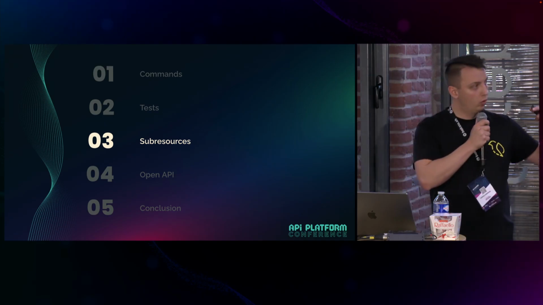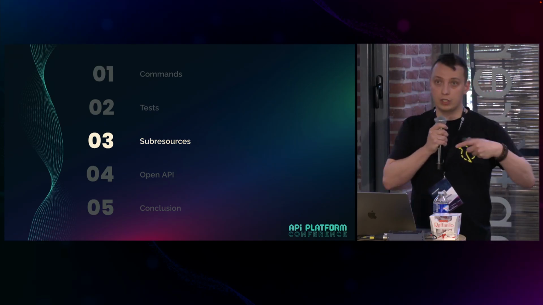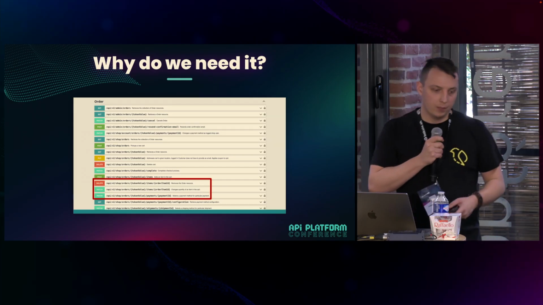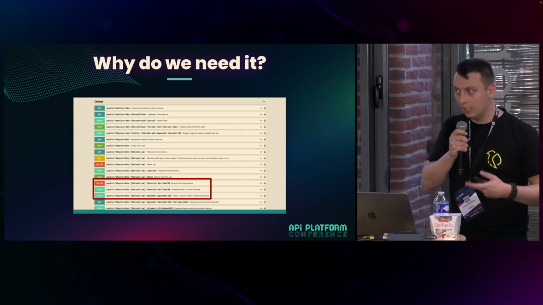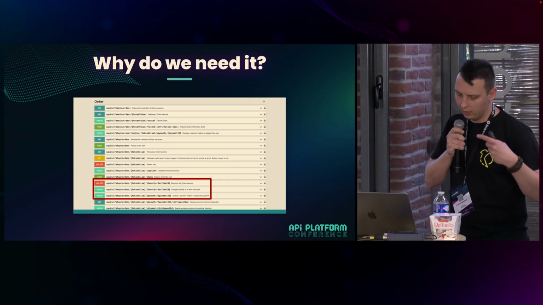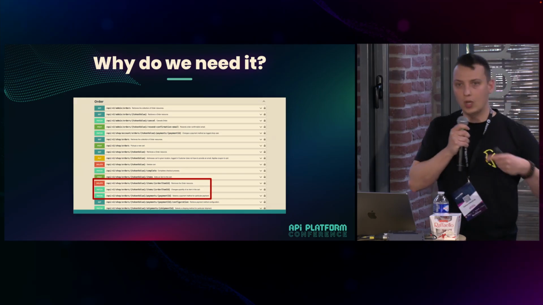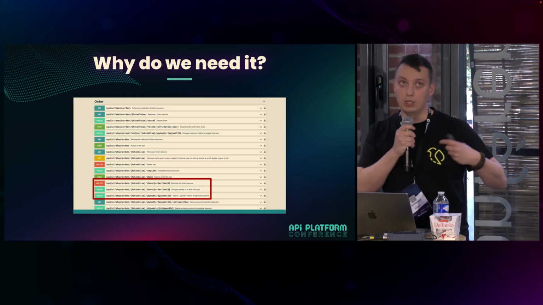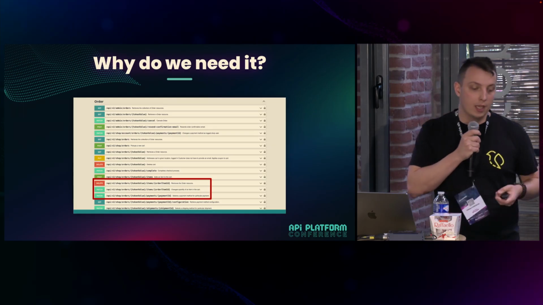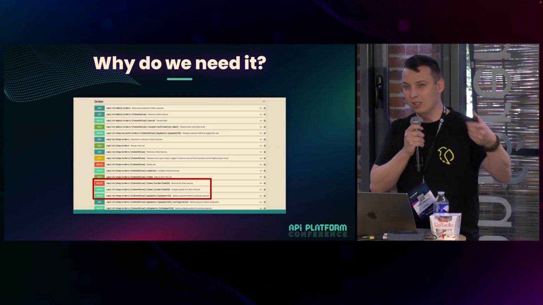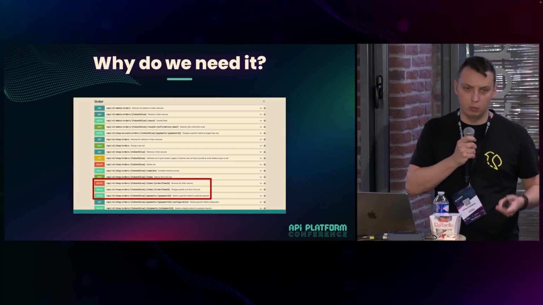Let's move on to the third point, which is about sub-resources. So why do we even need them? In Sylius, we have some quite deeply nested structures. For example, when you add something to the cart, or actually if you would like to operate on some order items, you need to know to which cart, because an order item without a cart doesn't make too much sense.